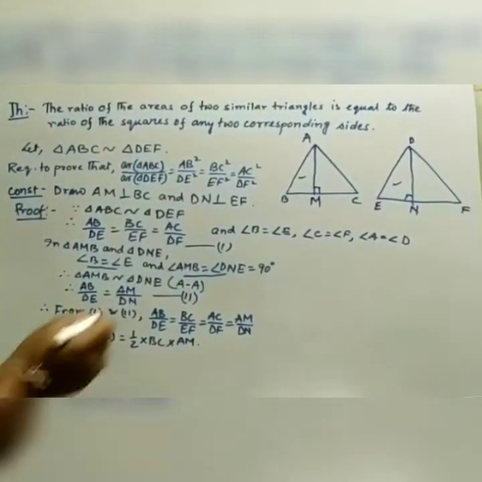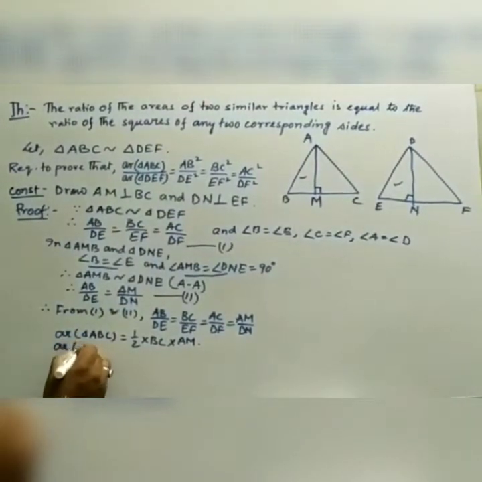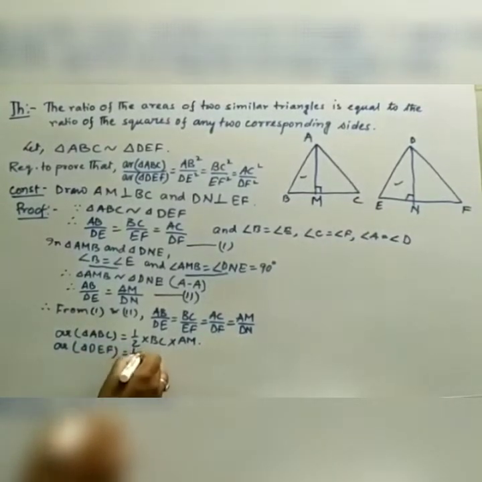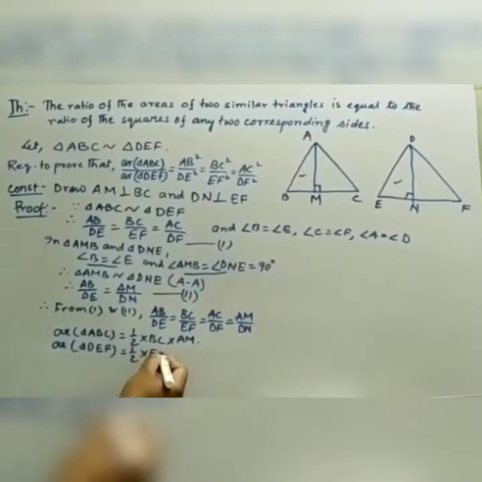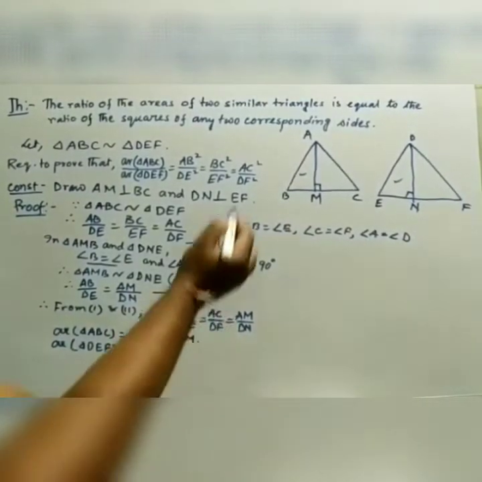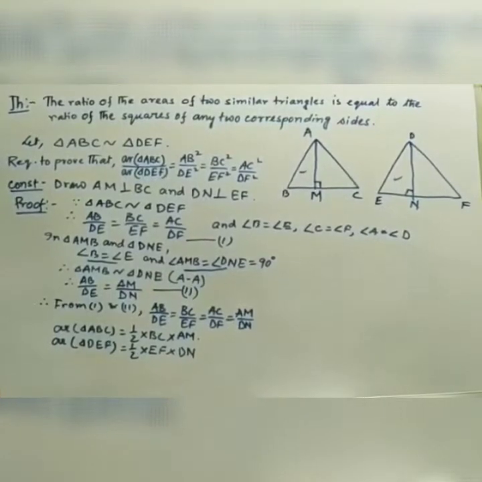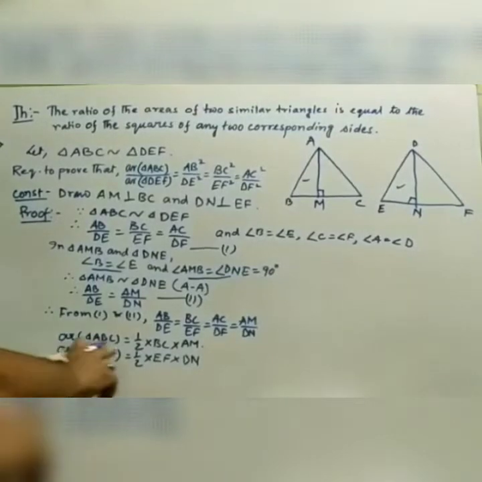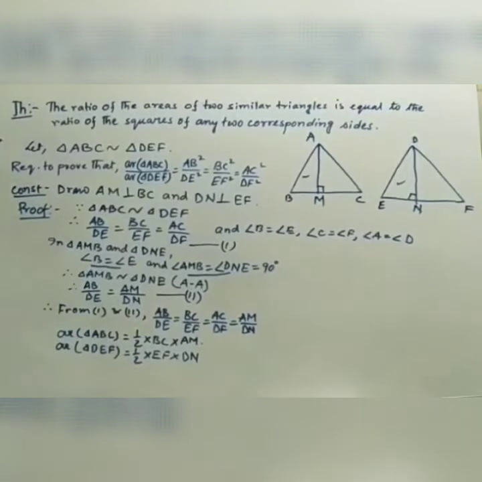Okay, similarly we need to find the area of the triangle DEF. So area of triangle DEF will be half into base EF into the height DN. Okay, so we have got these 2 areas, so we will find the ratio of those areas. If we find the ratio of these areas, then half will be cancelled.